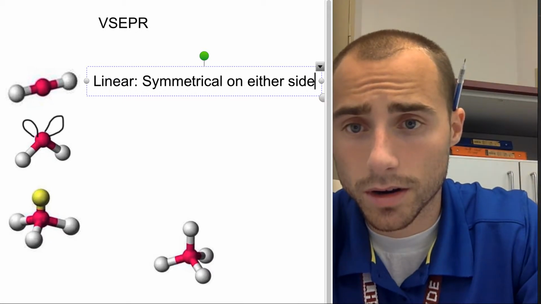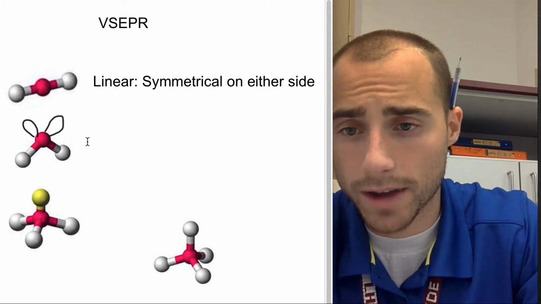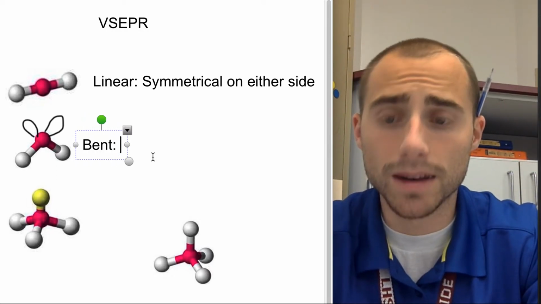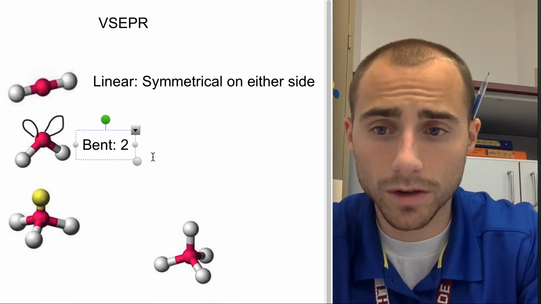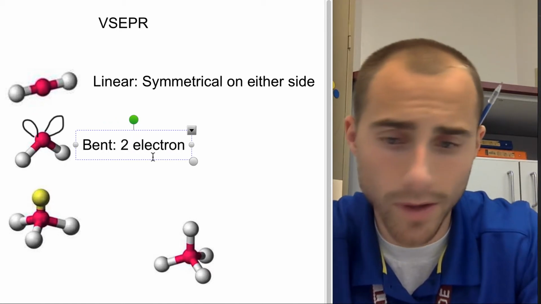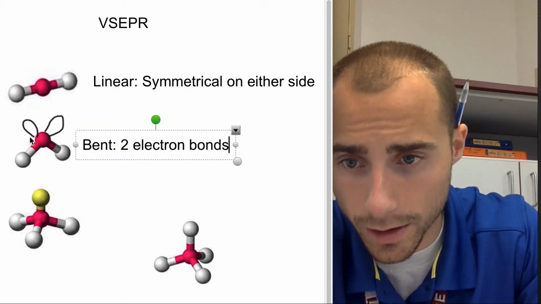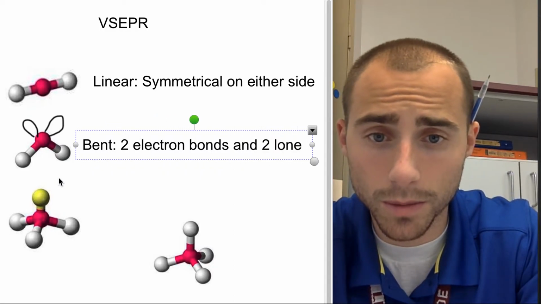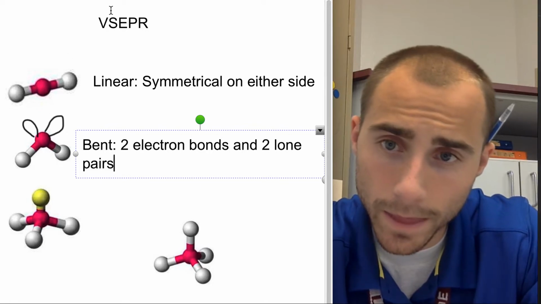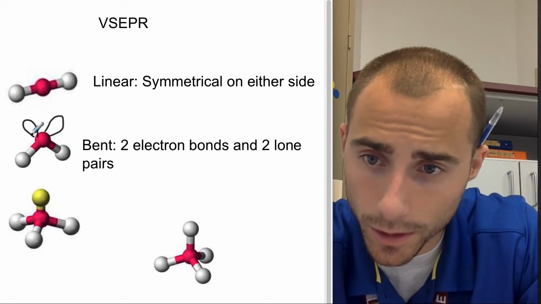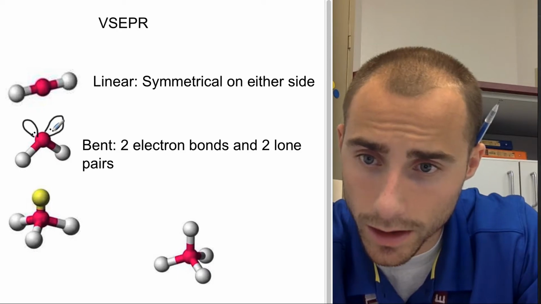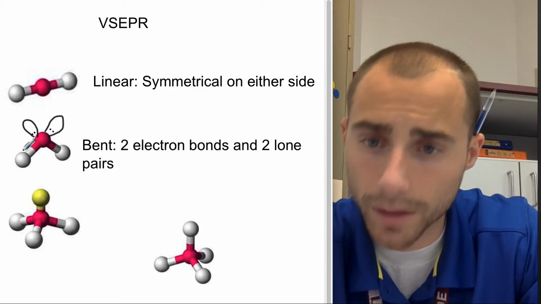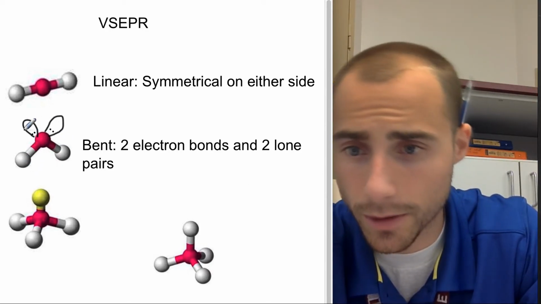Our next one, I'm going to go through and then we'll go back and do examples. Bent. This right here is a bent shape. A bent molecule results from having 2 electron bonds. Here's one bond, here's a second bond, and 2 lone pairs. Now in the last video we talked about lone pairs. This would be an example of a lone pair right here. There's 2 electrons up here, 2 electrons right here, and they are not bonded with anything. So those are lone pairs. These are electron bonds: 1 electron bond, 2 electron bonds, and 2 lone pairs.